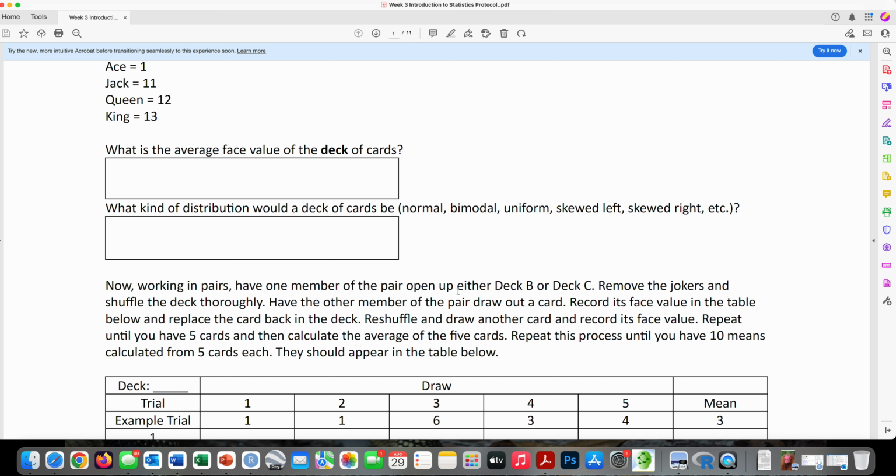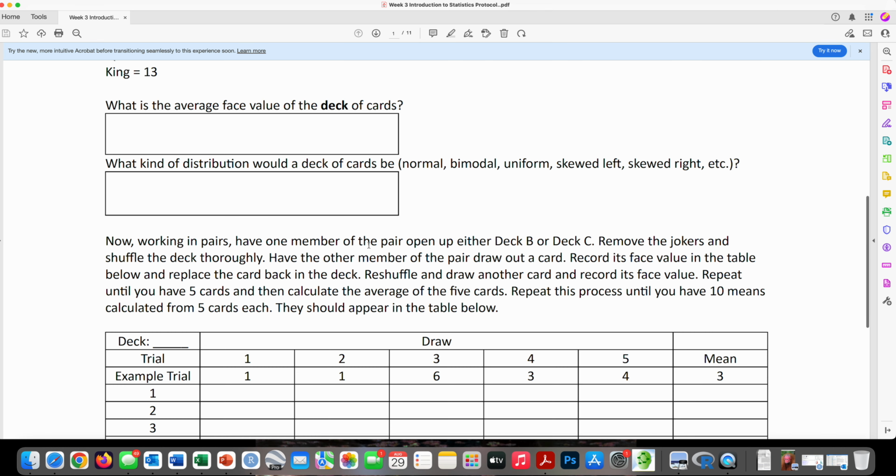And what they're going to do is they're going to shuffle up the cards. They're going to spread them out for their friend. Their friend's going to grab a card, record that value, and then put that card back in, reshuffle, grab a card, record that card, put it back in, reshuffle, until they have 5 card draws like you see right here. And then they can calculate the average value of their card draws.